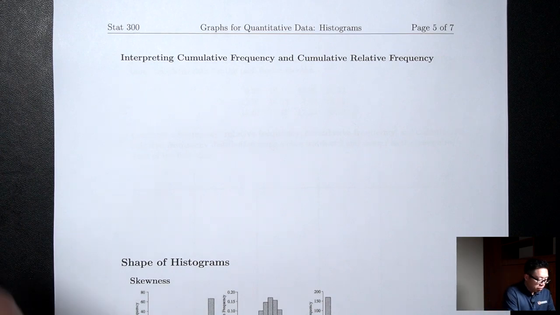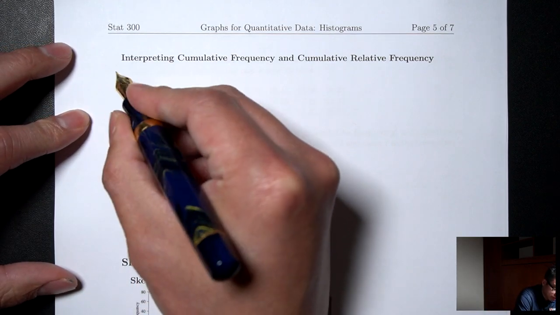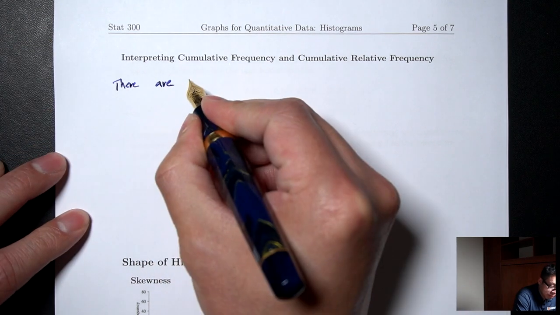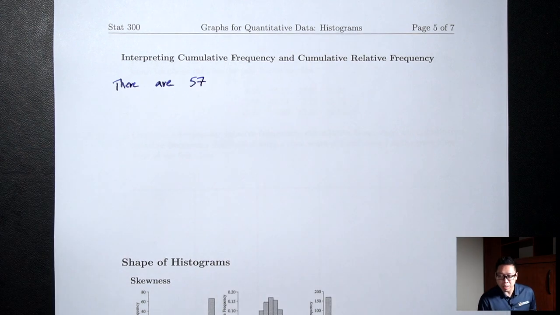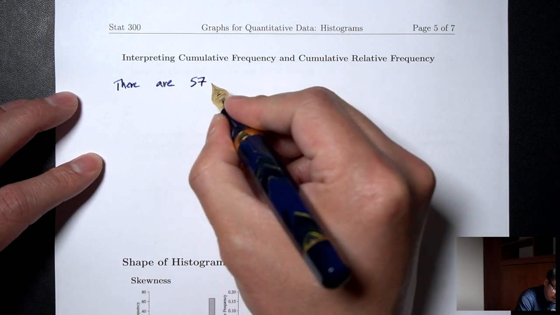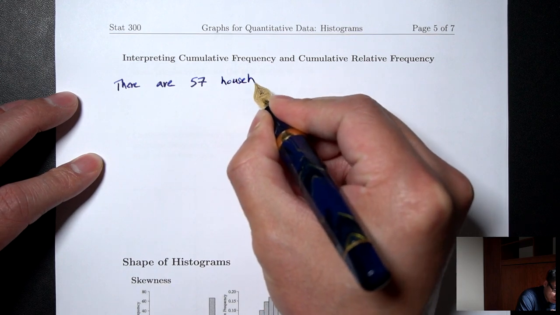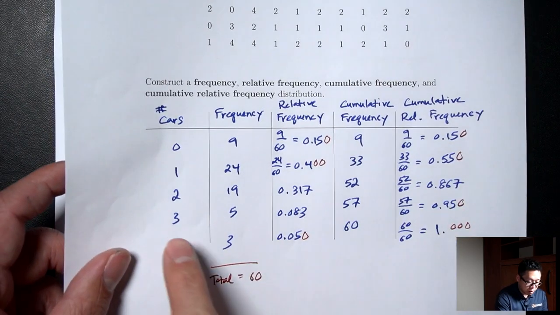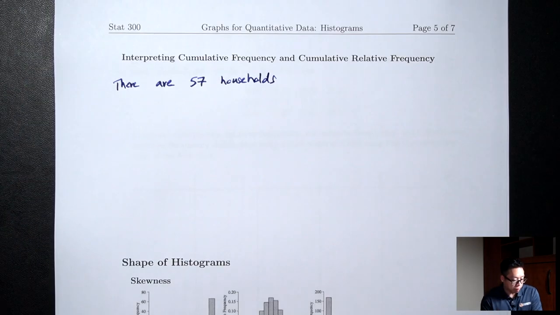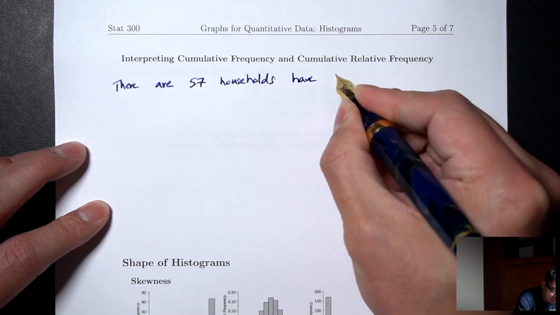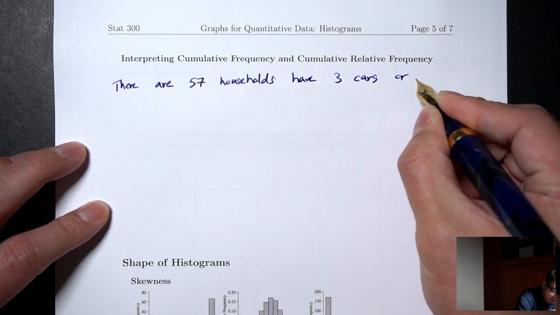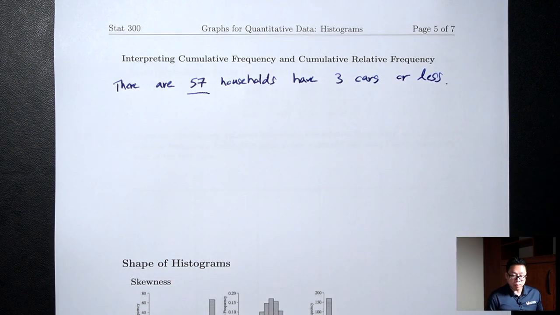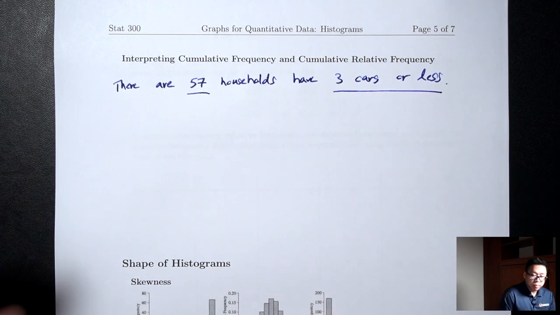So we're gonna write, there are 57, and I keep on saying people, but in that first situation, we're talking about households. So there's 57 households. And what's special about these 57 households? These 57 households have three cars or less. So what I'm looking for is the 57. And what's special about these 57 households? They have three cars or less.